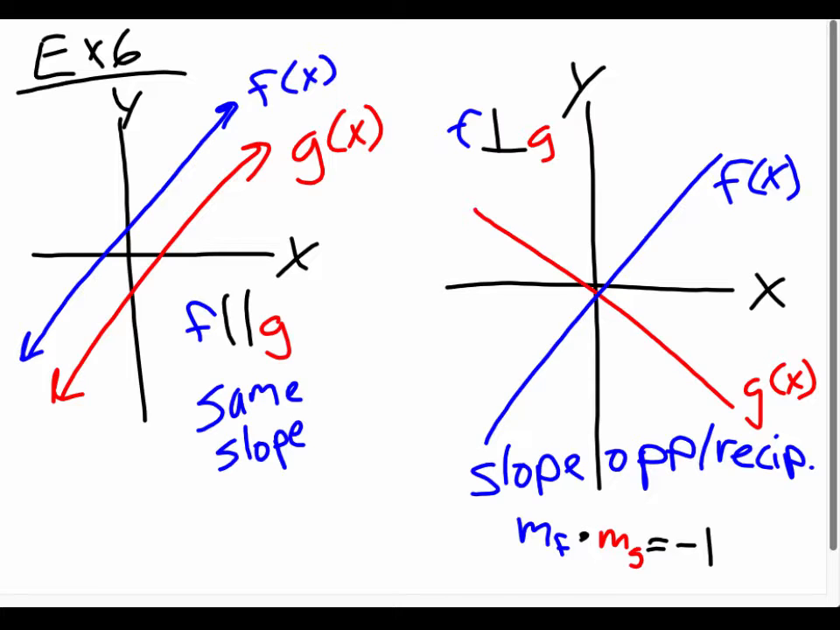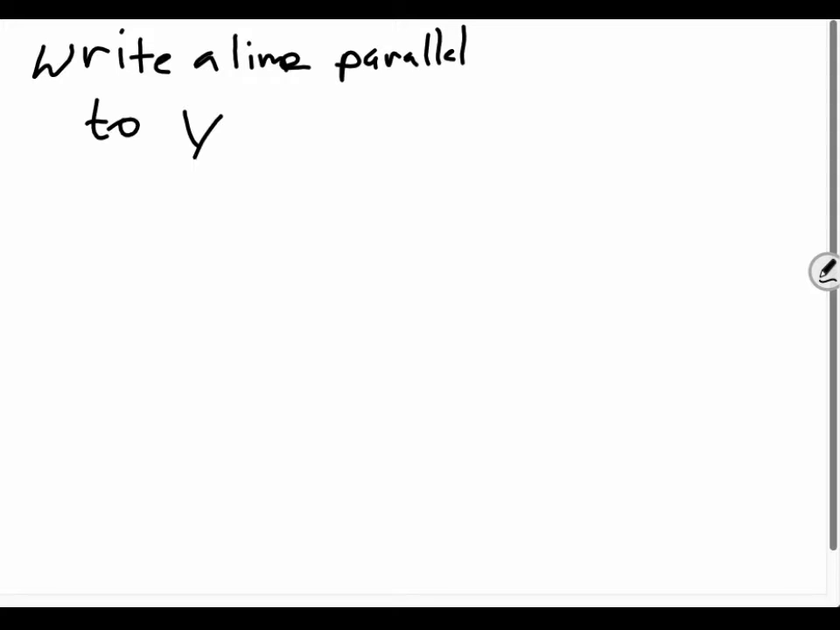Okay. Let's do example number 6 then. Now that you guys know that. Well, number 6 wants us to write a line that's parallel to y equals 6x minus 2 that passes through the point 1 comma -3.